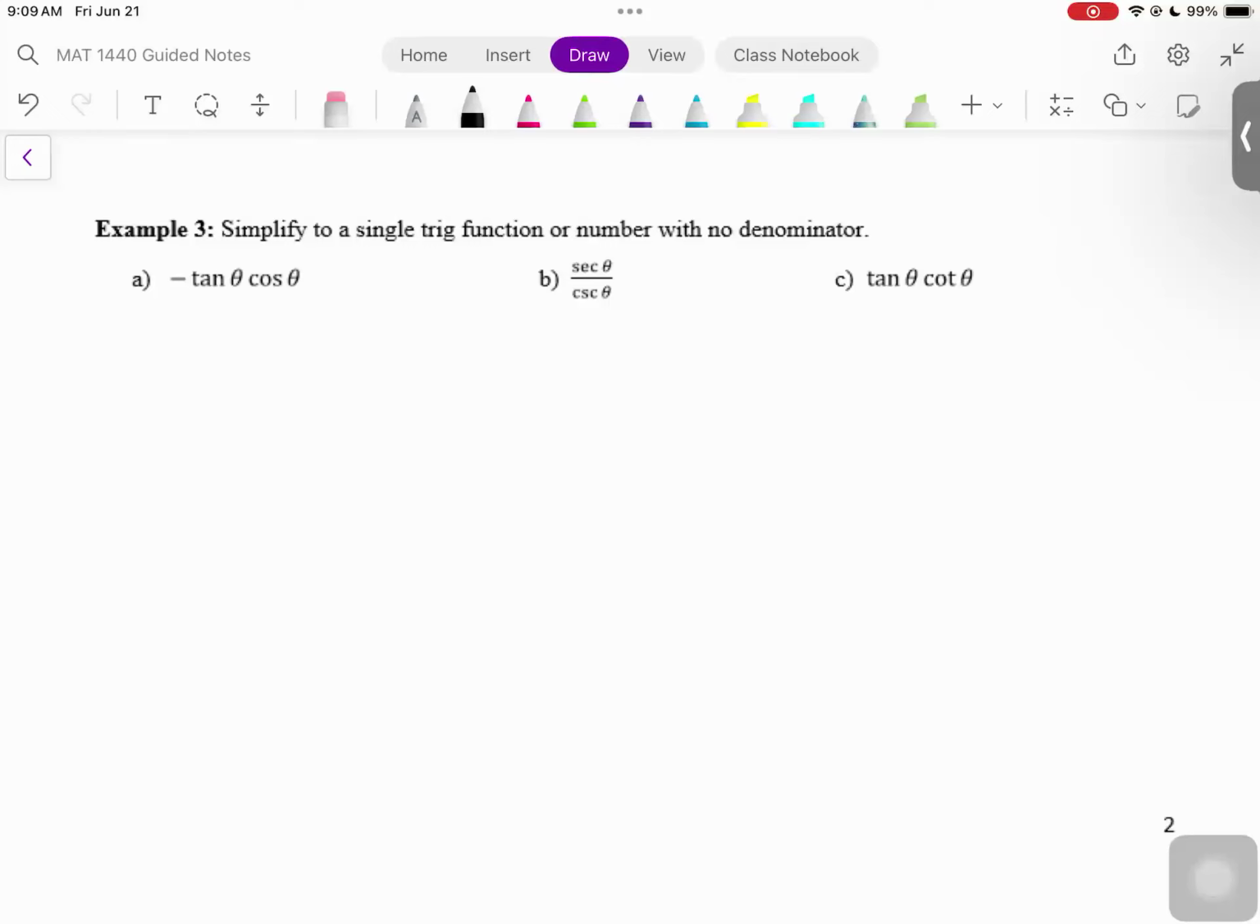So our first example is negative tangent of theta times cosine of theta. I'm going to start with working with that tangent theta expression and rewrite it in terms of sine and cosine. So negative tangent theta is equal to negative sine of theta over cosine of theta. And this is being multiplied by cosine of theta. Now that factor of cosine theta in the numerator and the denominator simplify to 1. So this simplifies to negative sine of theta. So our original expression, negative tangent theta cosine theta, is equivalent to negative sine of theta.